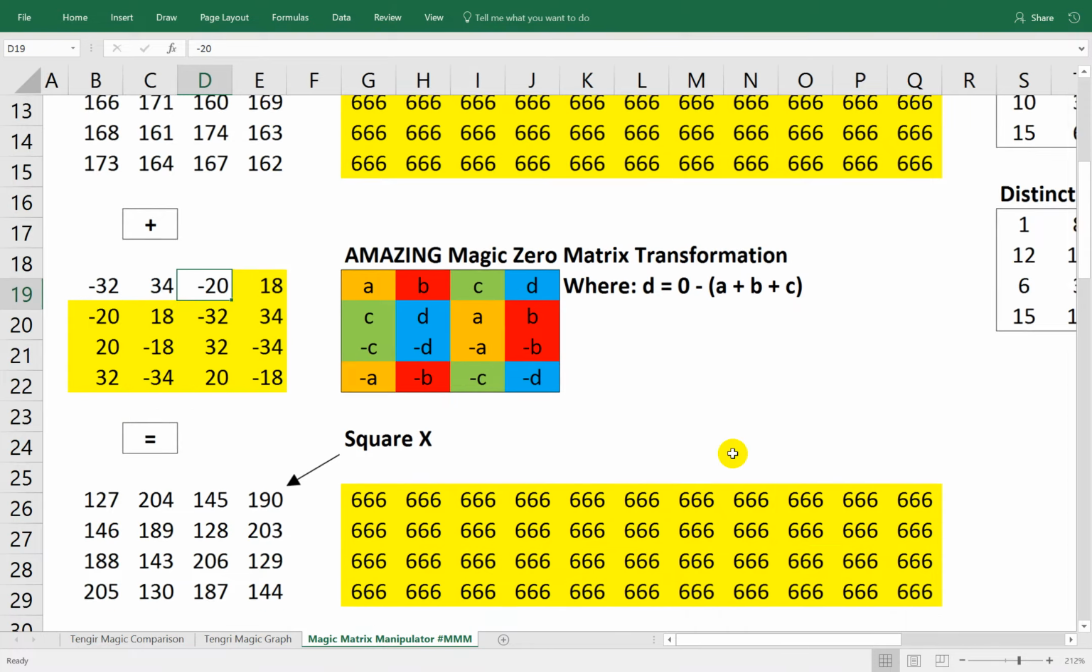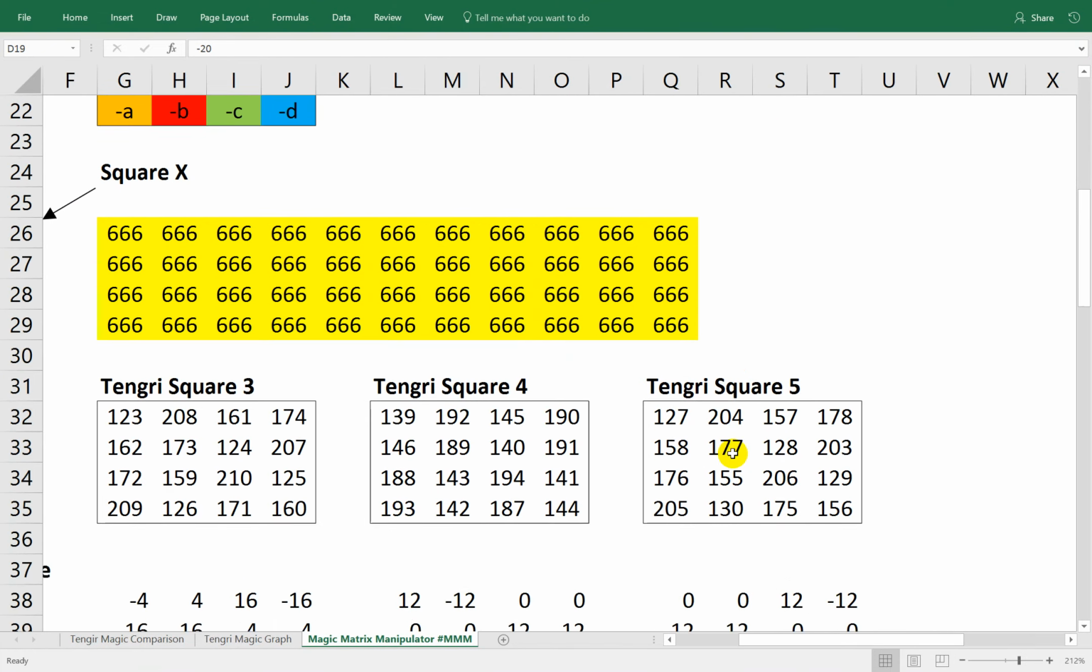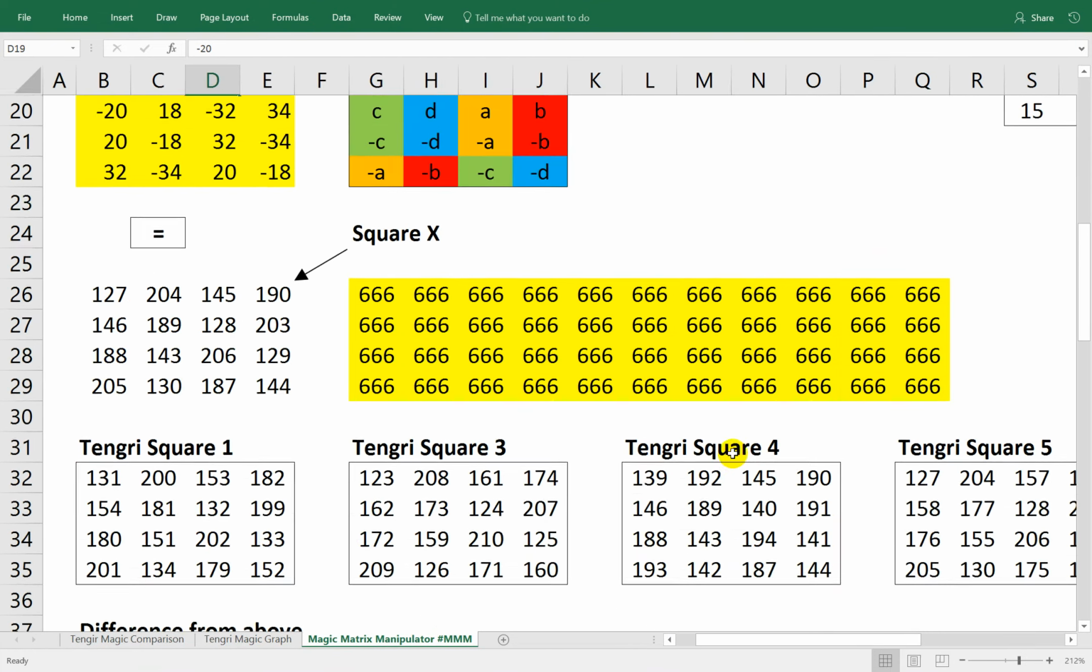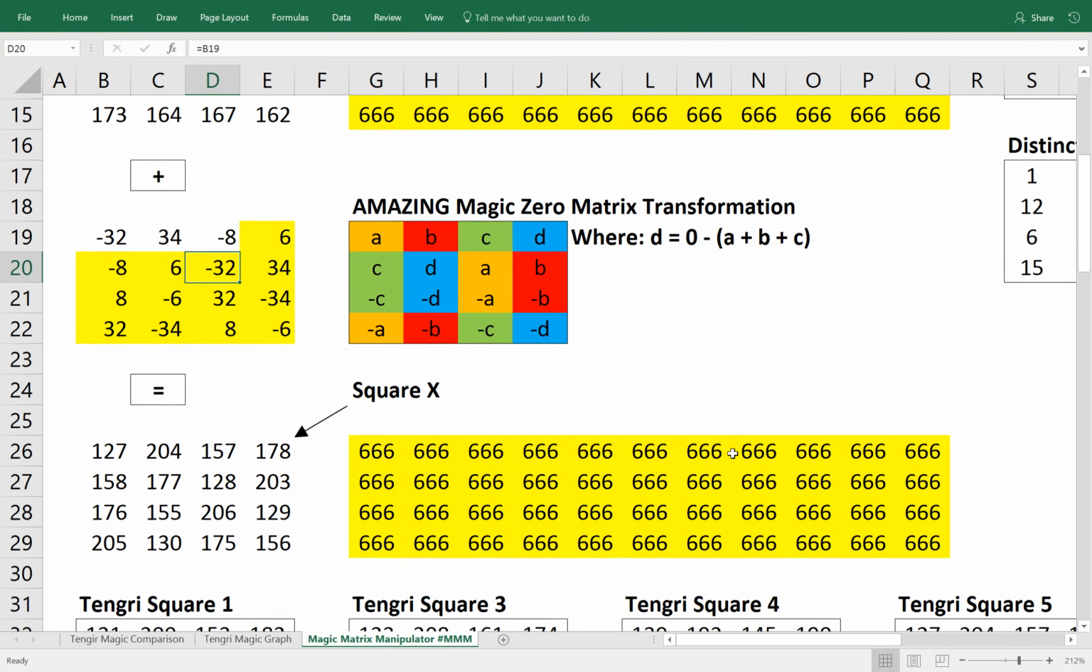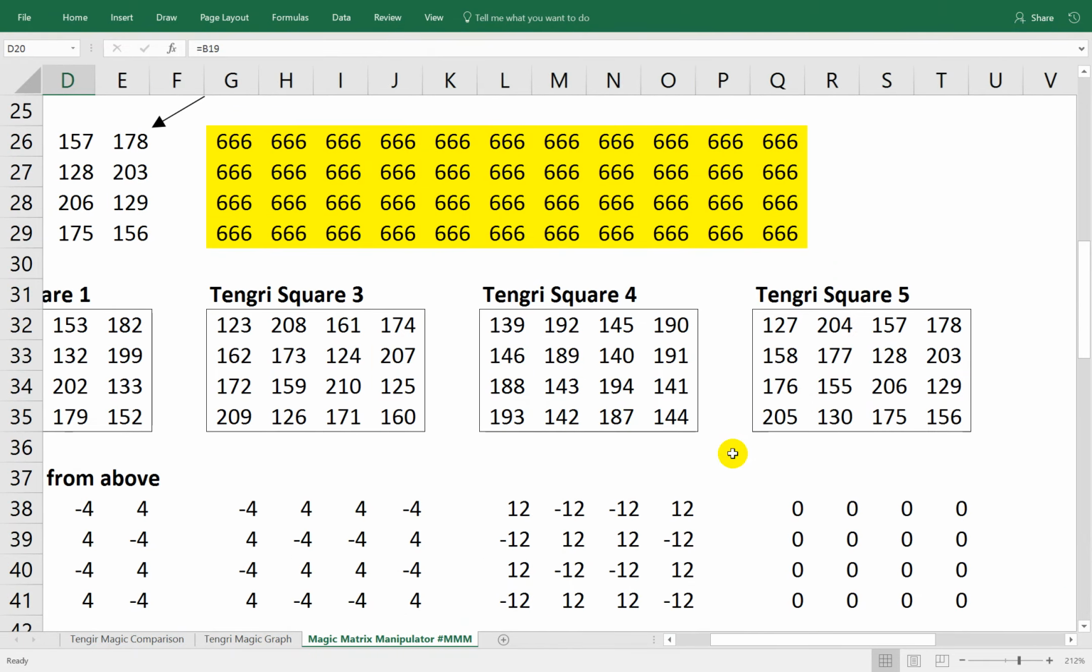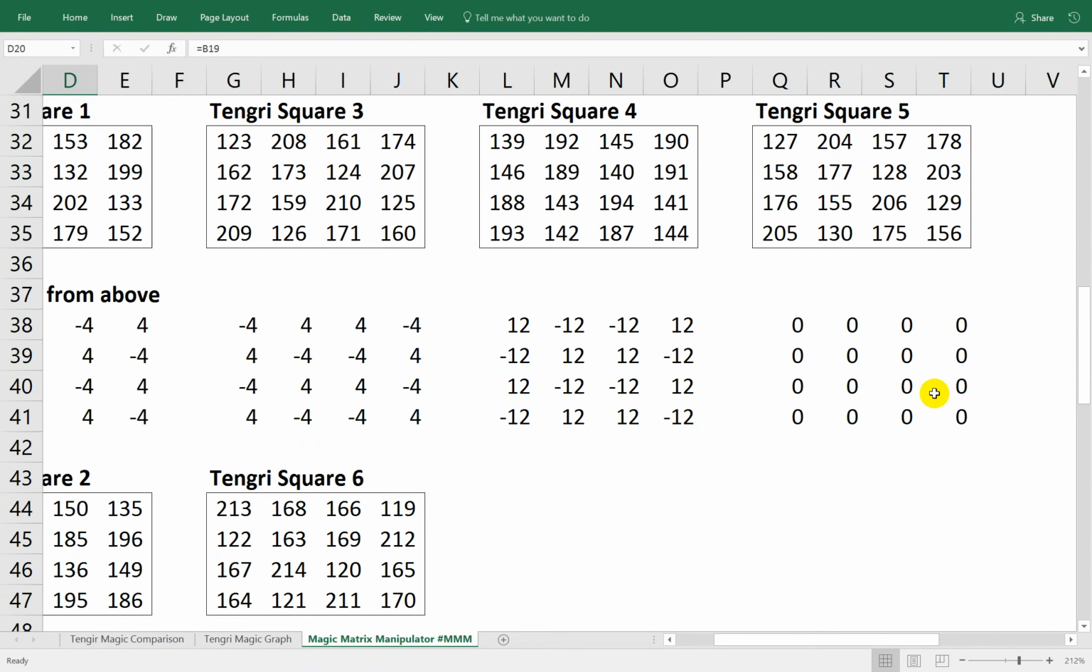Actually, whoops, it's not -20. This one is actually 12 there. It was actually supposed to be, this one's -8. I went up the wrong way. So when we add these ones, we get our Tengri square 5 over here.